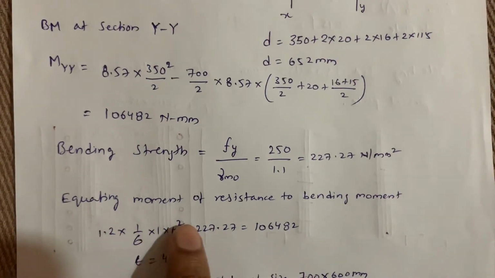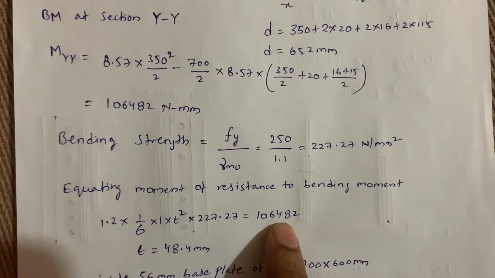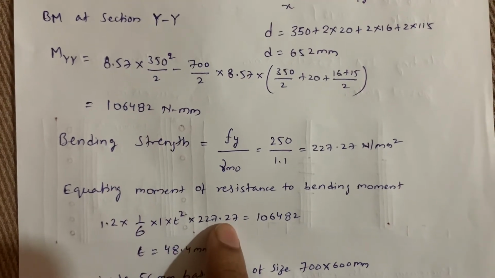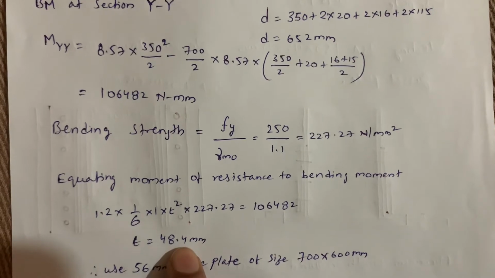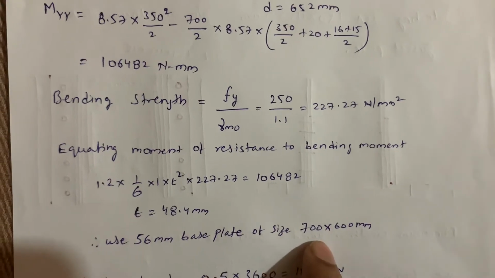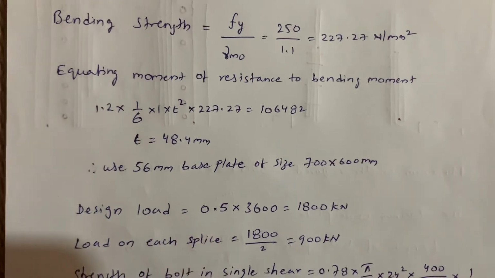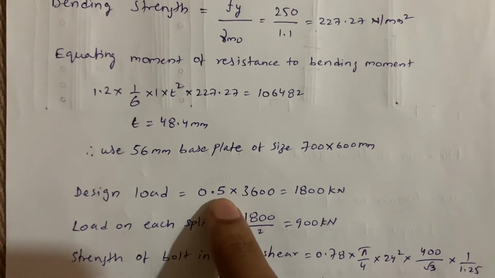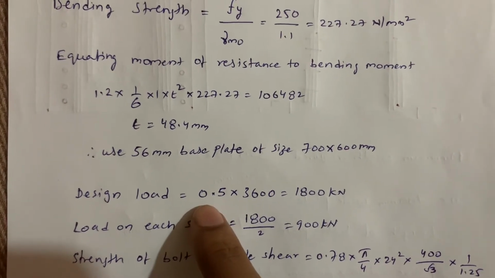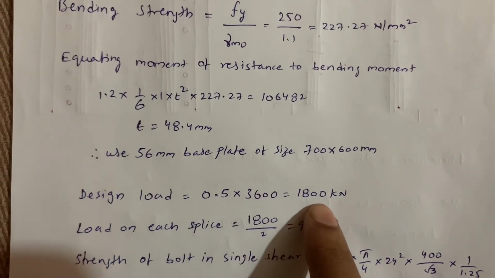And I am equating the moment of resistance to the bending moment. By using this formula, here 106482 is the moment, and equating 1.2 into t square by 6 into 227.27, that is the bending strength. I got the thickness value as 48.4 mm. Here I am taking a 56 mm base plate, and the size is 700 by 600 mm. While calculating the design load, as per the procedure, we are distributing the load, that is 50%. The total load is 3600, and we are distributing half of that load. That's why I wrote 0.5, that is 50%, which is 1800 kilonewtons.